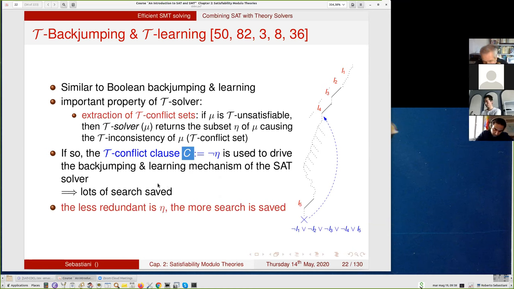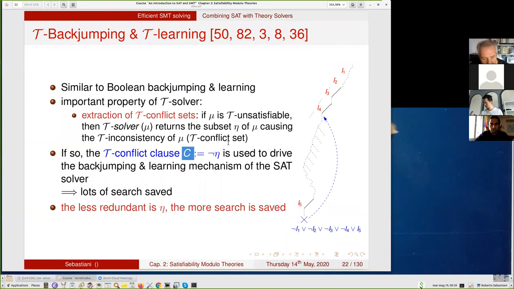learning. Notice that, of course, the less redundant is eta, the more search is saved. So it's very important whether the eta returned is minimal or not far from being minimal, because the shorter the clause, the more informative it is, and the more branching it allows to cut.